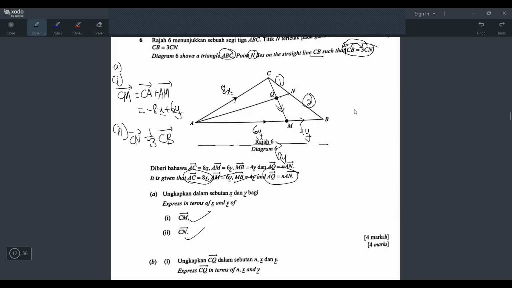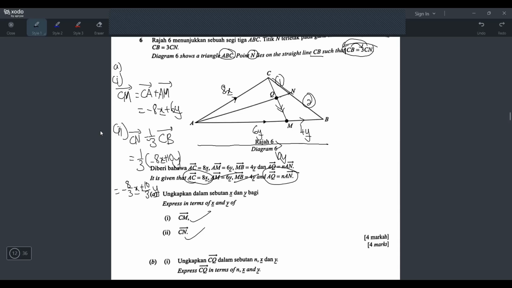I repeat one more time. C to N is 1 over 3 C to B, and you can find vector C to B. I mentioned this in the beginning already. When I mentioned earlier, I mentioned B to C, but it's the same. If you can find B to C, means you can find C to B. So how to find C to B? Negative 8x plus 10y. Because C to B, it means you go C to A to B. So negative 8x plus 10y. And then now you have to times 1 over 3, means divide 3. So negative 8 over 3 x plus 10 over 3 y. Divide 3, divide 3. So that's the answer.